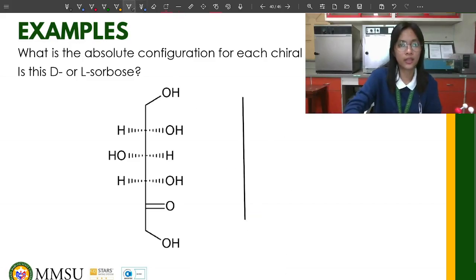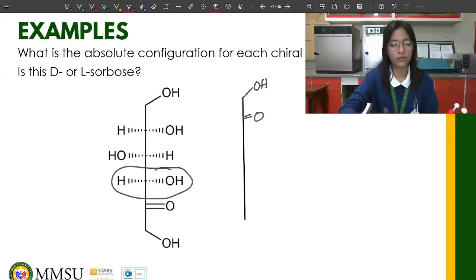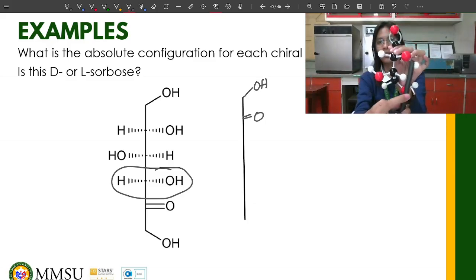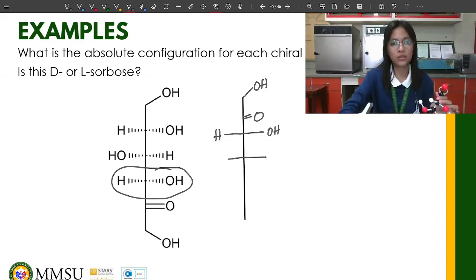And then, we can now write here, yung dito. That is the OH. Ito yung C. Okay? That is the CH2OH nandito. And then, yung C double bond O, dito pa rin. Oxygen. And then, next, ito. This one. Yung OH mo is nasa right. So, OH nasa right. And then, hydrogen.